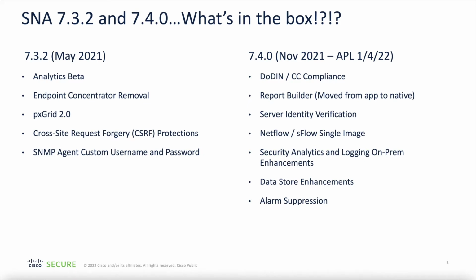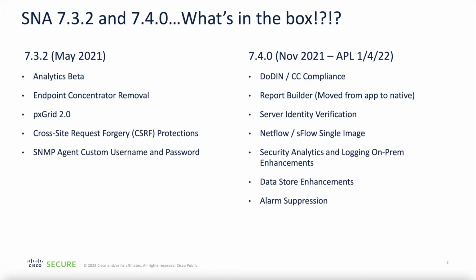We removed the endpoint concentrator in 7.3.2. Previous to 7.3.2, if you collected flow from endpoints, the endpoint would be directed towards the endpoint concentrator, and then the endpoint concentrator would send that flow off to the flow collector. We basically eliminated the need for that endpoint concentrator in 7.3.2 and later. So you will send that flow directly from an endpoint to the flow collector. Just know that if you go to 7.3.2 or later, the endpoint concentrator will be gone, and you will have to reconfigure all of your clients that are doing AnyConnect NVM to send that flow to the flow collector rather than the endpoint concentrator.